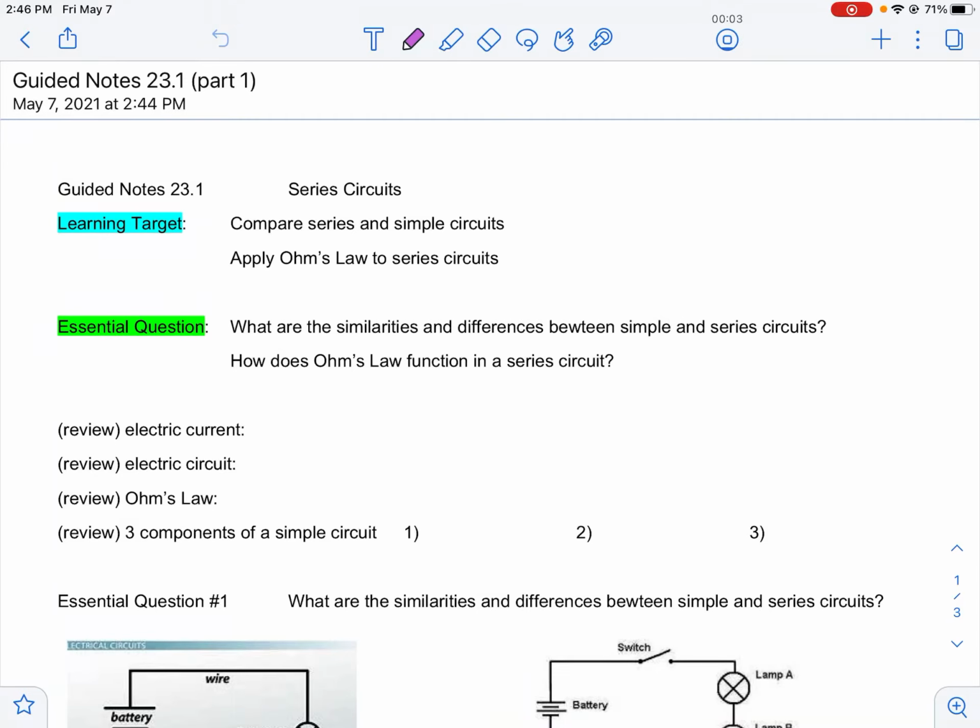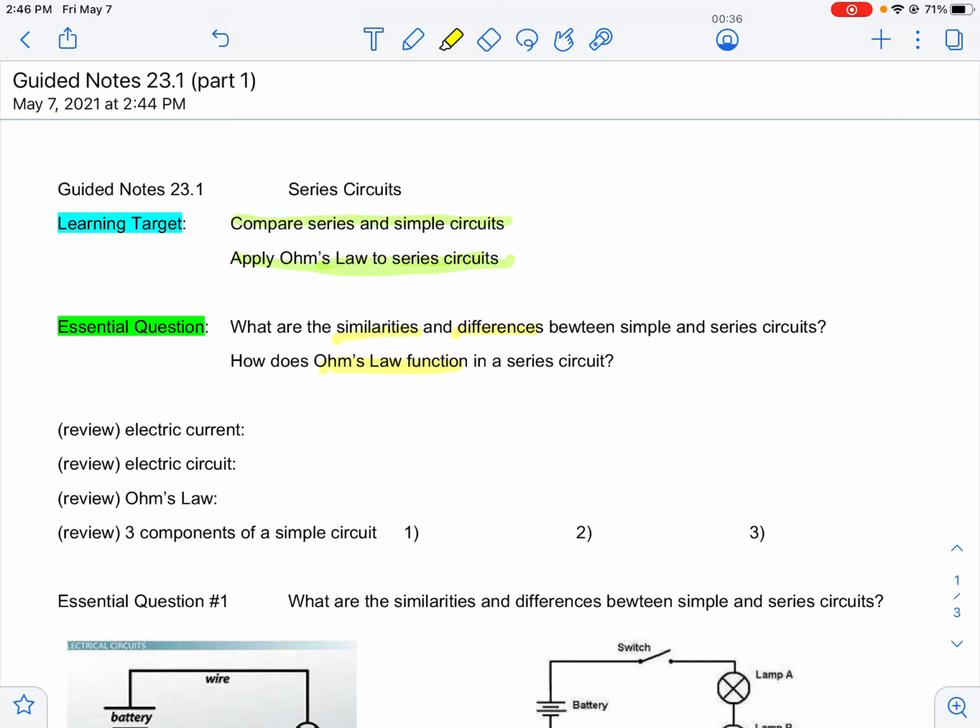Hello everyone. Today we are going to take a look at the first part of chapter 23.1, part 1, which is on series circuits. So our learning targets today are to compare series and simple circuits and apply Ohm's law to series circuits. Specifically, we are looking for the similarities and differences between simple and series circuits, and how Ohm's law functions in a series circuit.